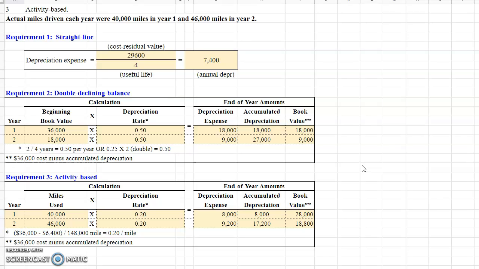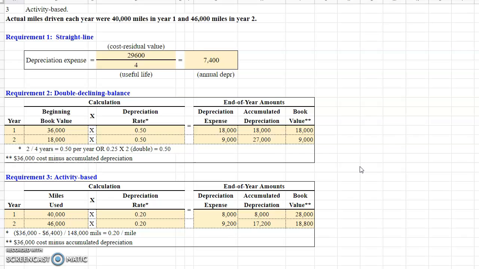What we use it for is we take the actual miles that were driven at the end of the year. In year 1, that's 40,000 miles times the 20 cents per mile. Depreciation expense is $8,000. Accumulated depreciation is $8,000. Book value is the original cost minus the $8,000. Book value is 28,000. Second year, miles used 46,000, same rate 20 cents per mile, depreciation expense 9,200.